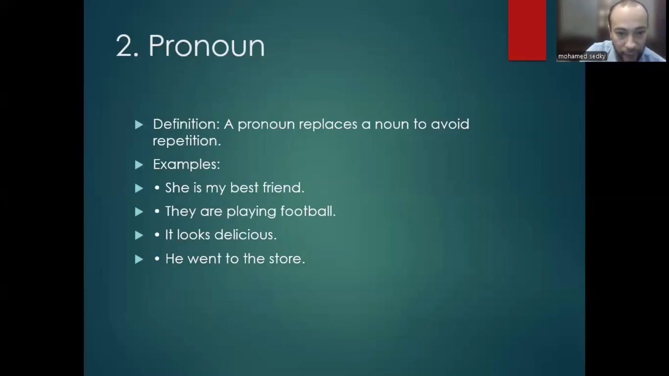Now, if we move to the other examples that we're having here, the other one: they are playing football. Now, here we have a plural pronoun referring to a group of people that's playing football. Now, it looks delicious. It refers to an item. He went to the store, so it refers to a male person that's going to the store.